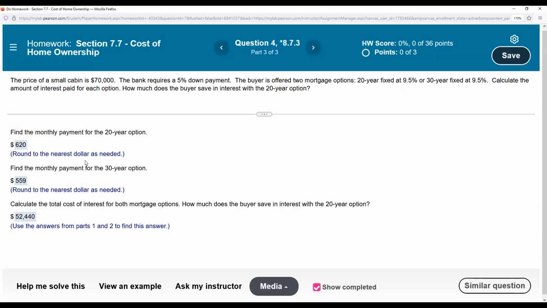Yeah, that's all you've got to do. So do the calculations for the 20 and 30, find the totals, find the interest, and then compare them.